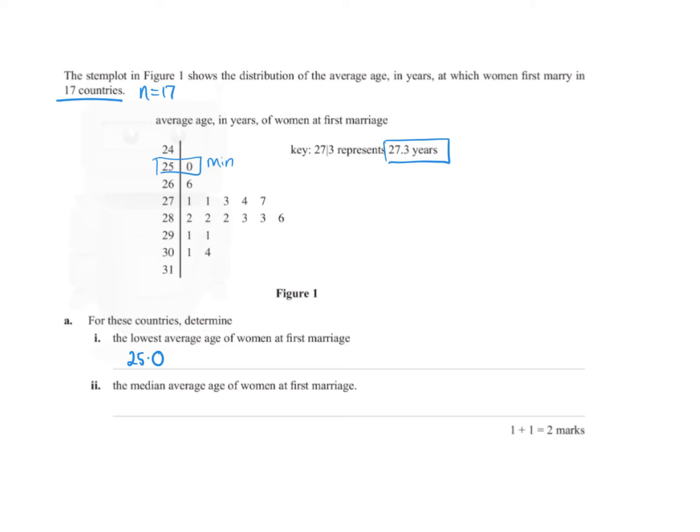The median average age of women at first marriage. Remember, the median is (n+1)/2. So we had (17+1)/2, so it's the 9th. We've got to count up to 9: 1, 2, 3, 4, 5, 6, 7, 8, 9. So it is 28.2. Be careful, that leaf is indicating a decimal place.